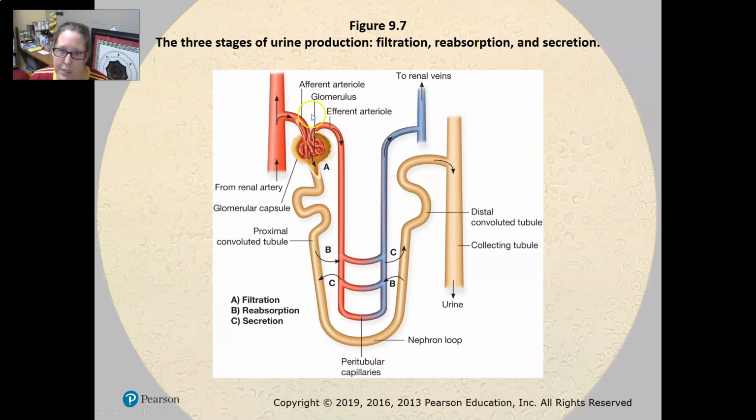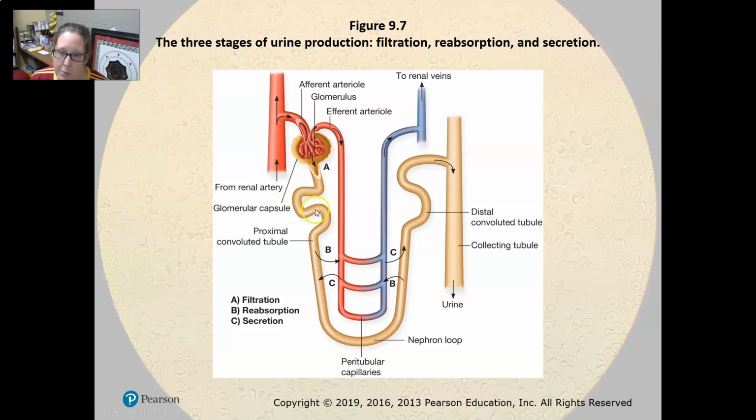So here are the stages. We have arterial blood into the glomerulus and out the efferent arteriole. It's going to be around the tubes, peritubular capillaries here. So the filtrate is made.